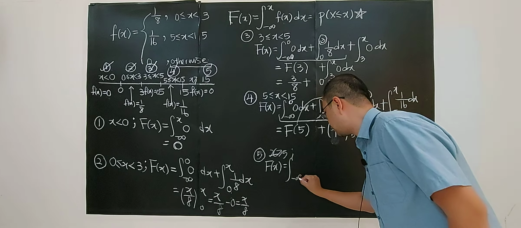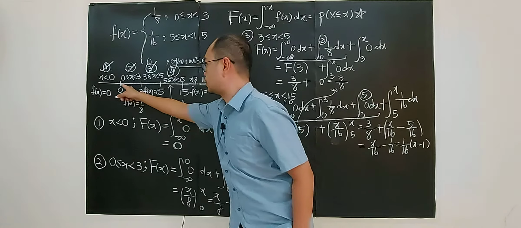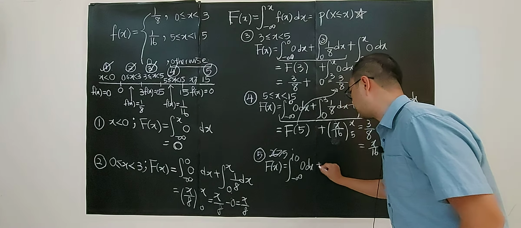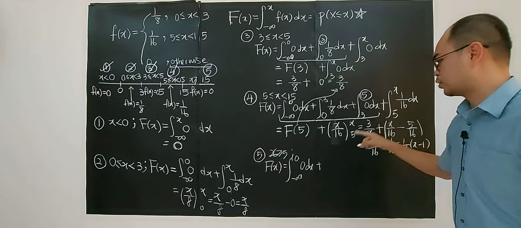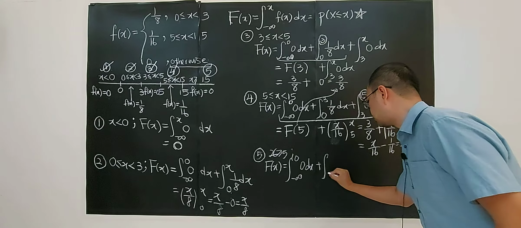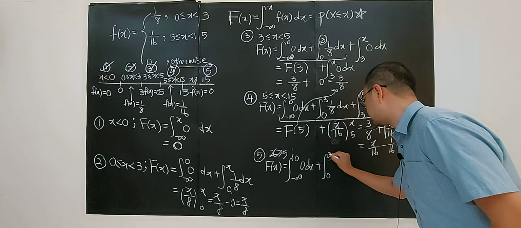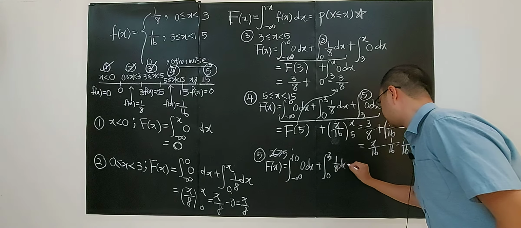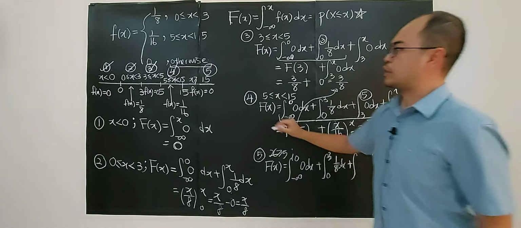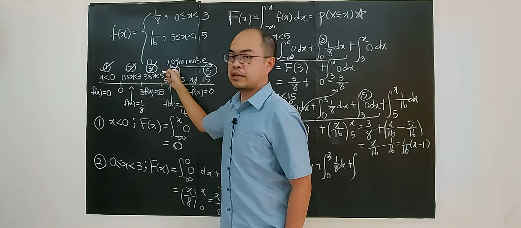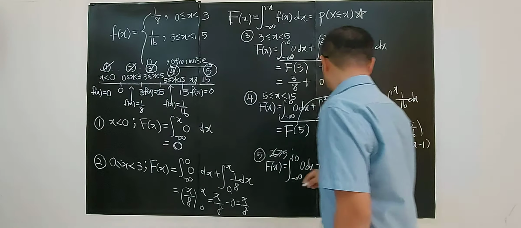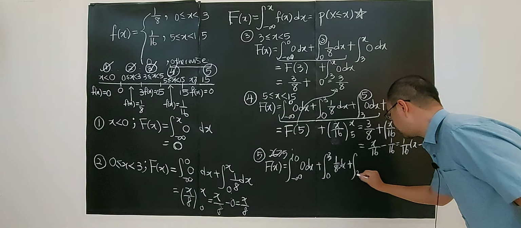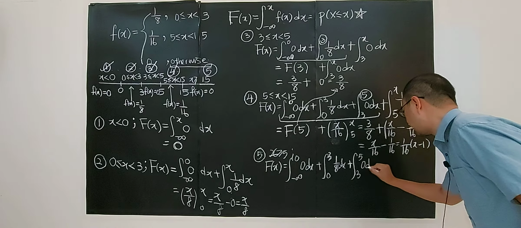So negative infinity up to 0. Then during this time, it's 0 dx. Same as what you do here, you just copy back, all right? Then you start from 0 up to 3, right? During this time, it's 1/8 dx, right? Plus again, because you have 4 ticks here. So 0 up to 3. So now is the third tick, 3 up to 5. During this time, it's 0 dx.